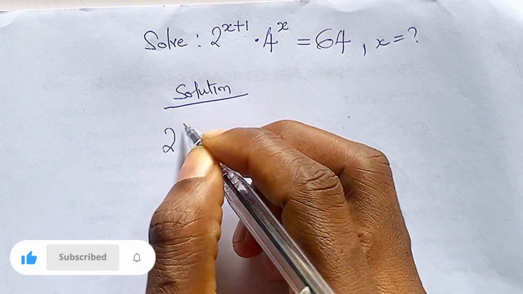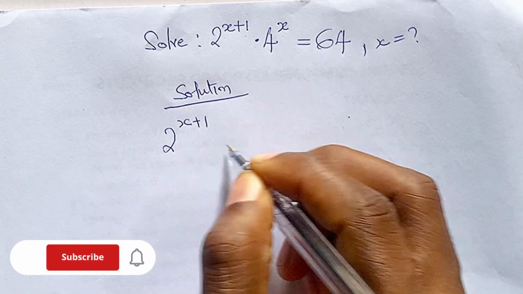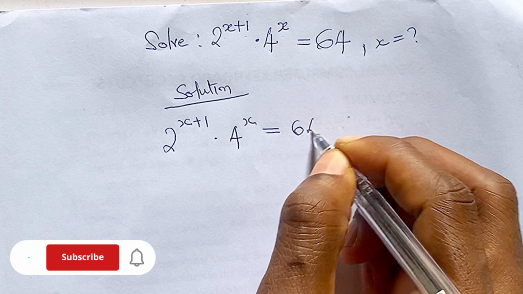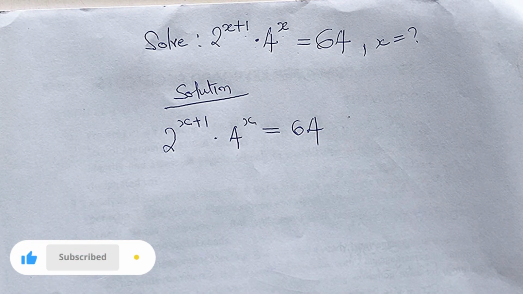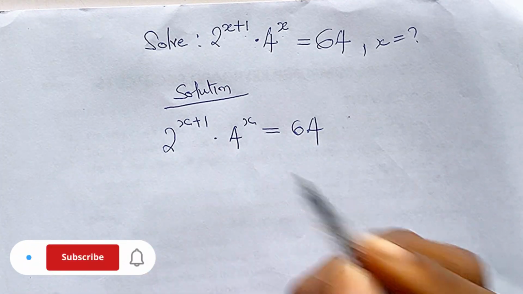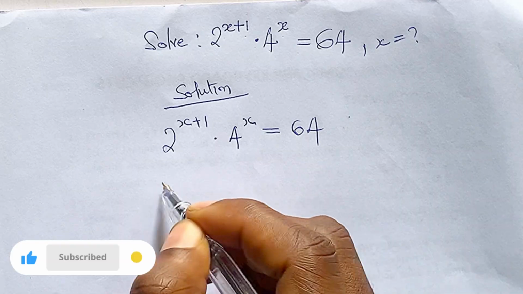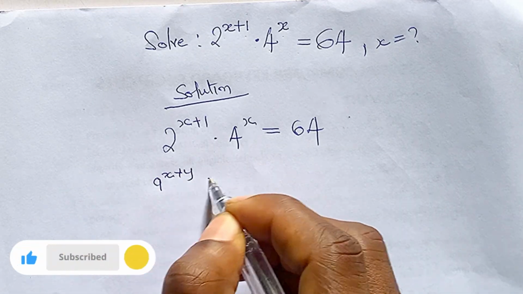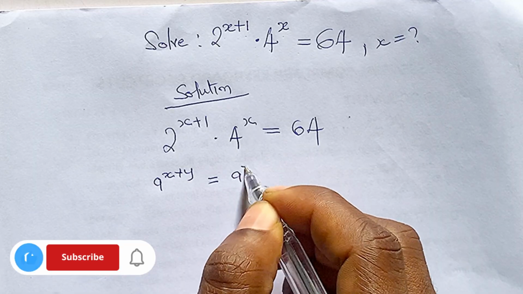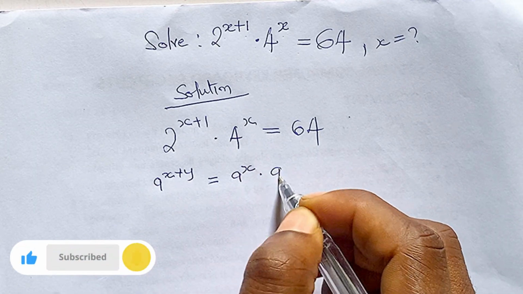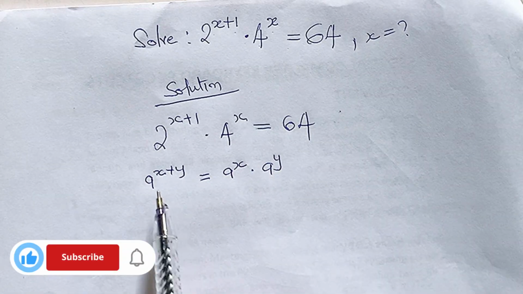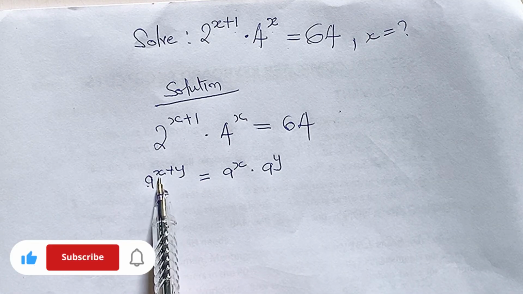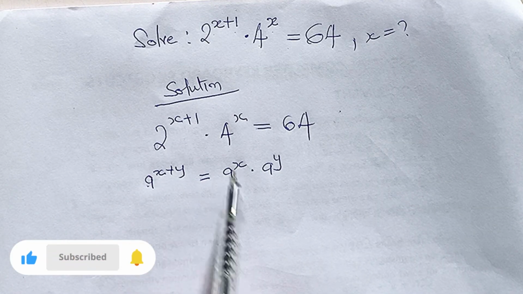We have 2 to the power of x plus 1 multiplied by 4 to the power of x is equal to 64. All right. So when you have an exponential equation in this form, a to the power of x plus y can be rewritten as a to the power of x multiplied by a to the power of y. This is because you have a as a base here. So this base a covers the powers of x and y. So let's solve this here.